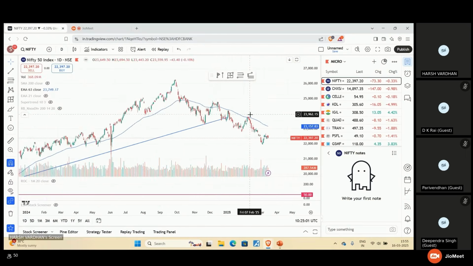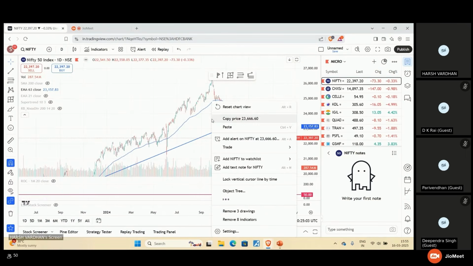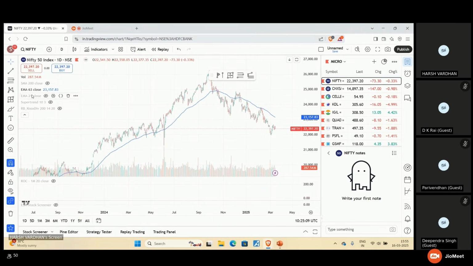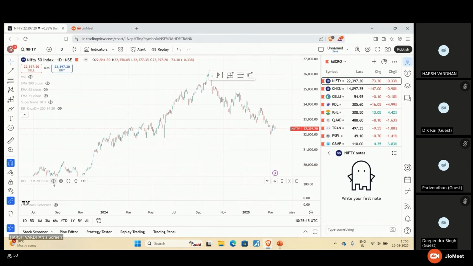First of all, let me remove all the trend lines so that it doesn't confuse you. Yeah, EMA 63, let me hide it. Okay, volume, let me hide it. We only need two things. So first of all, I'll show you how to apply this indicator.